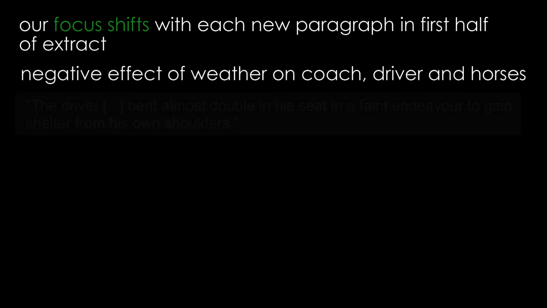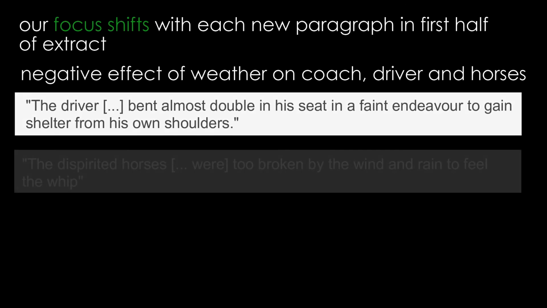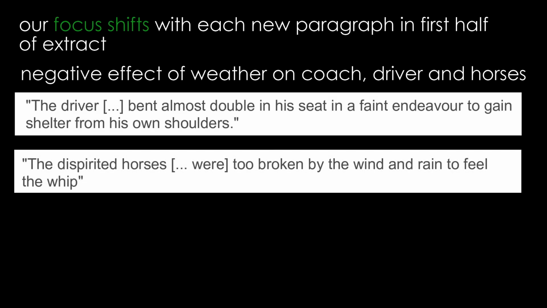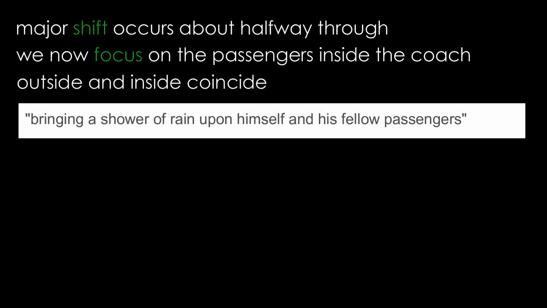The driver, who bent almost double in his seat in a faint endeavour to gain shelter from his own shoulders, and the horses, who are too broken by the wind and rain to feel the whip. A major shift comes about halfway through the extract as du Maurier switches our attention onto the passengers inside the coach. This shift is bridged by the way in which one old fellow opens the window and makes the outside and the inside coincide by bringing a shower of rain upon himself and his fellow passengers.